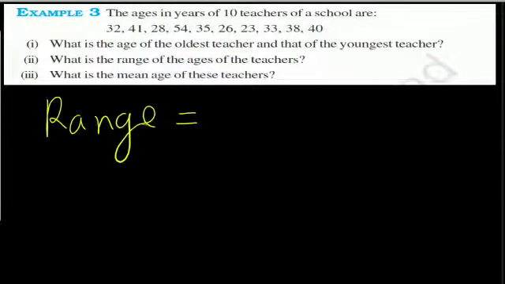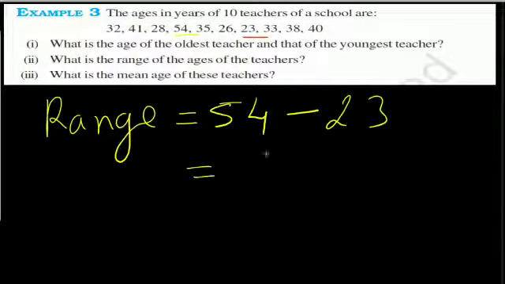Now in the second part we have to find the range. So the formula is range is highest observation minus lowest observation. 54 is the highest observation and the lowest observation is 23. So 54 minus 23 is equal to 31 years. So this is the range.